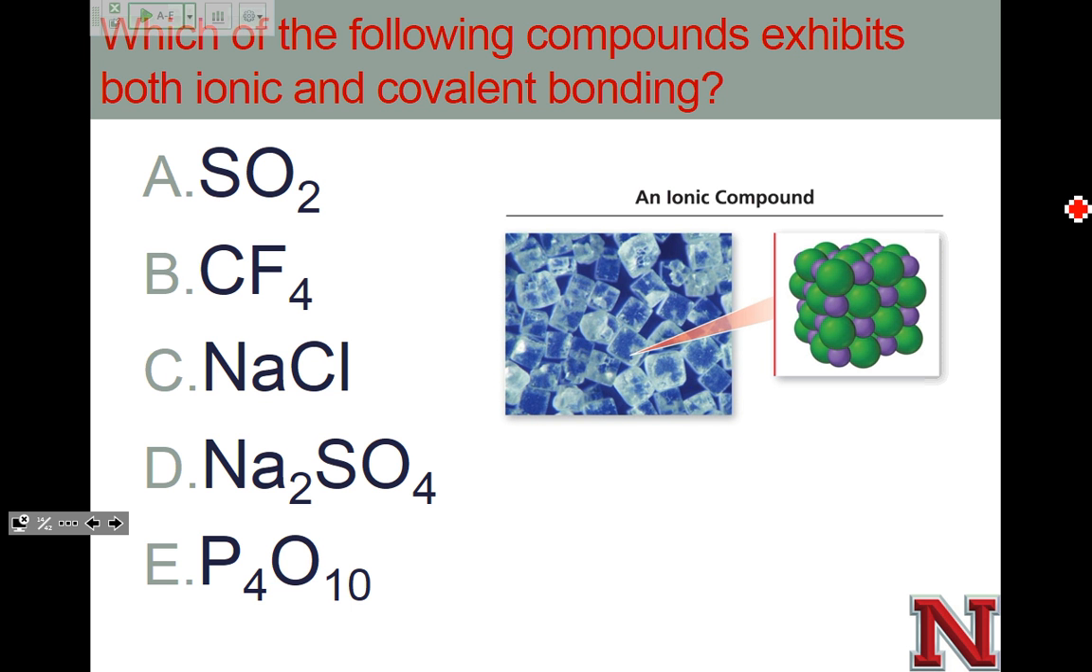Na2SO4, we have a metal, and then we have these nonmetals. So the sulfur and the oxygen are going to be bonded covalently, but they have an overall charge which is attracted to our metal. So this particular overall molecule has both ionic and covalent. And P4O10, again, all nonmetals, all covalent bonding. So that's what we're looking at. So ionic bonding is bonding between atoms that have full charges.